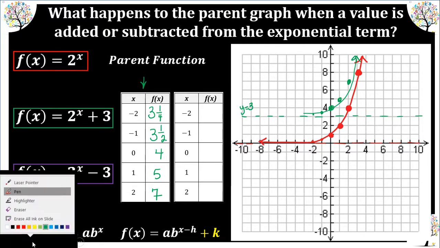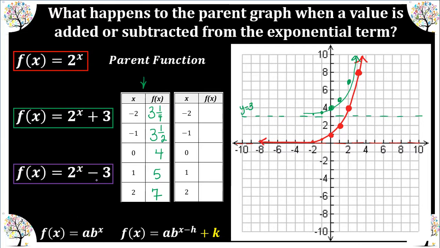Now let's take a look at when we have a k value that is -3. This is going to be our purple graph. When we plug in -2, 2 to the -2 is 1/4, minus 3. So we have 1/4 minus 3 gives us -2 and 3/4. Then we plug in -1 and get 1/2. 1/2 minus 3 is -2 and 1/2. Then we plug in 0 for x, and we get 1 minus 3 is -2. We plug in 1. 2 to the 1 is 2, minus 3 is -1. And when I plug in 2, I get 4 minus 3 is 1.